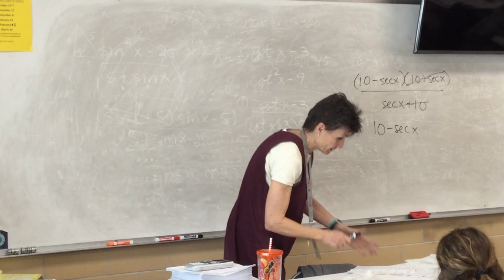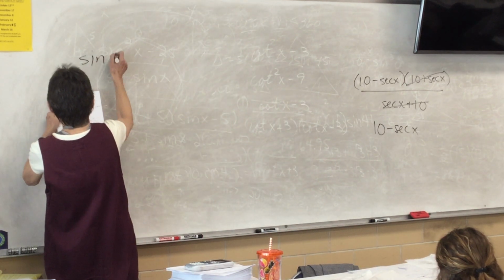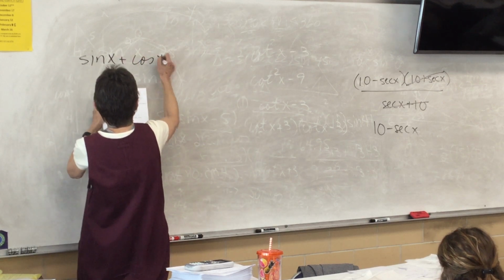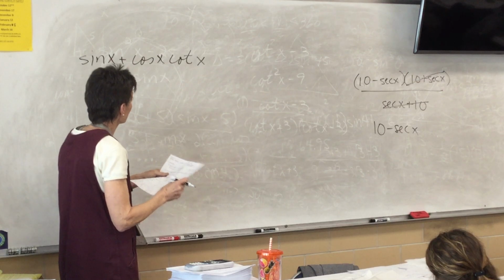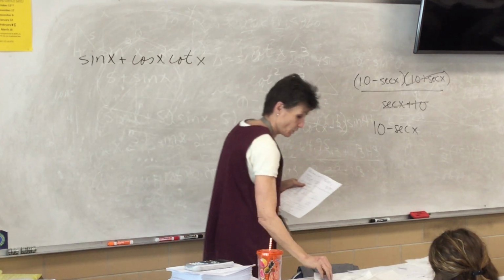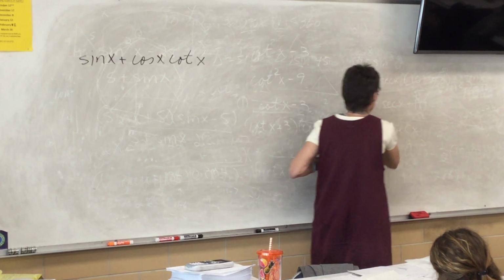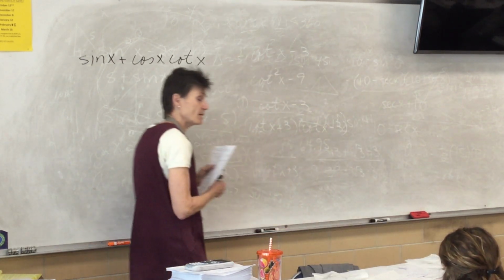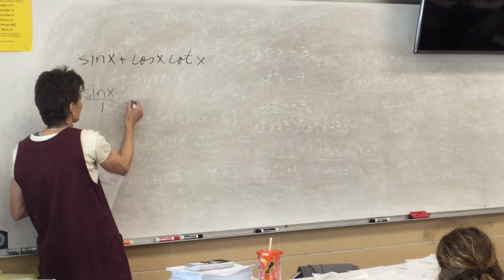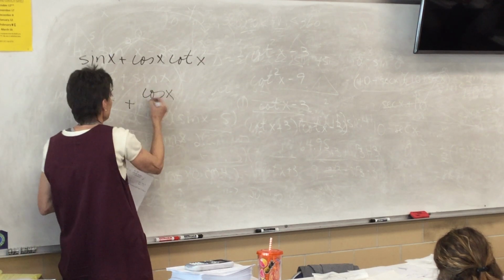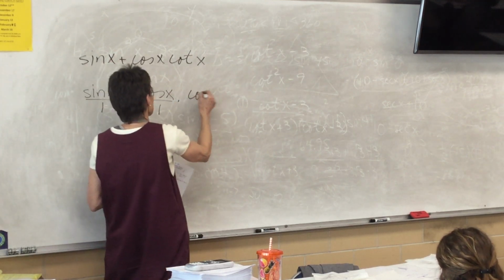Okay, now, the next ones don't look like that. The next ones look a little different than that. Are you going to be able to use our storage? No, okay. At this point, we need to know what these things are. And it's not that much. Sine is sine. Cosine is cosine. What's cotangent? Cosine over sine. Yep.